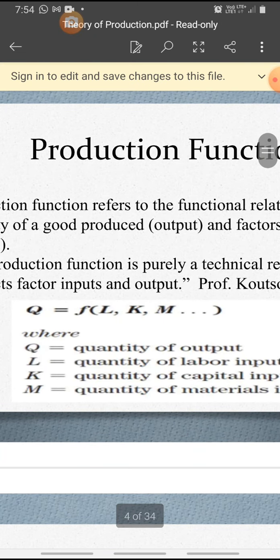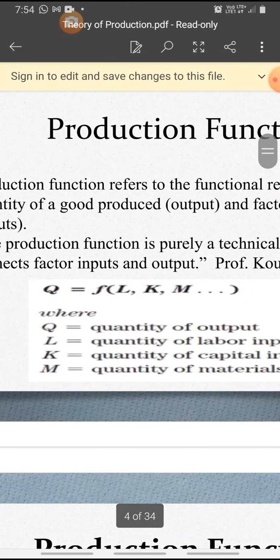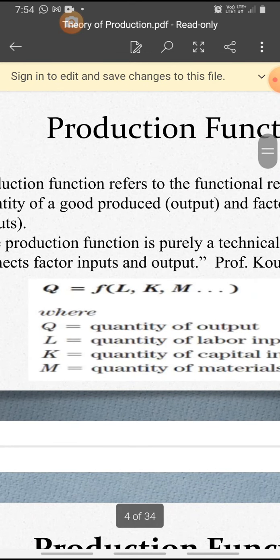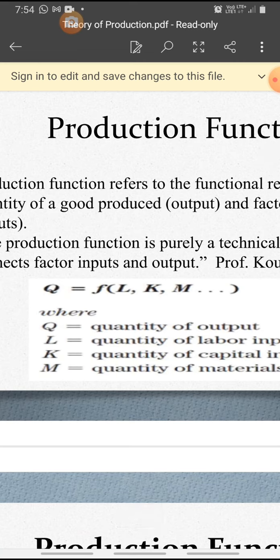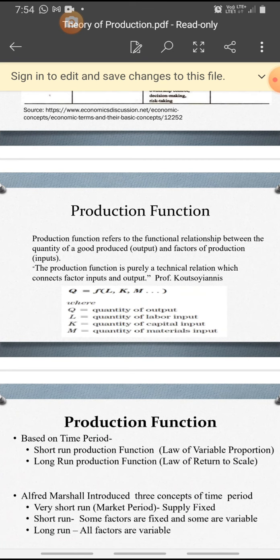Then let's find the production function. It is the functional relationship between inputs and output. So the production function is a purely technical relation. We can represent the production function in a form: Q is a function of L, K, M, where Q is the quantity of output, L is labor, K is capital, M is the other raw materials. The production function is purely a technical relation which connects inputs and outputs. It is a definition given by Professor Koutsoyiannis.